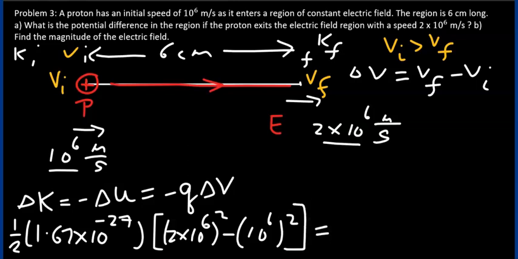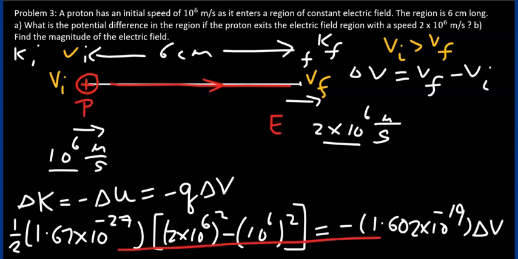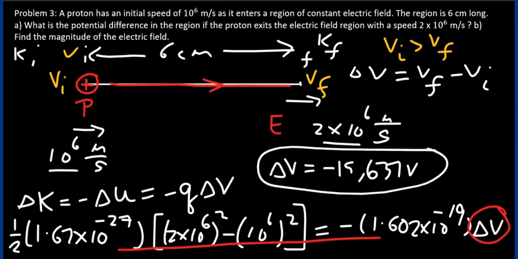And you have to equate that to minus the strength of the charge. This is a proton, so the charge is 1.602 times 10 to the power minus 19 coulomb times the change in potential, or potential difference, between the initial and the final point. Note that we know everything in this expression except for delta V, and that can be computed. And when you calculate the potential difference, you get minus 15,637 volts.